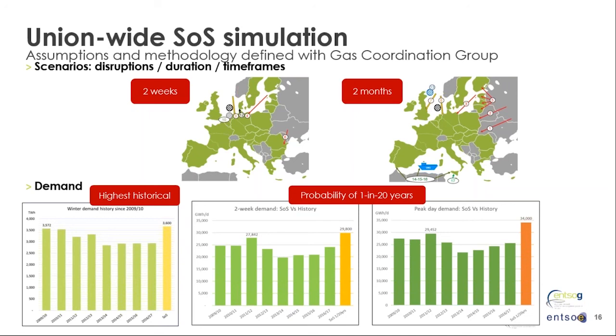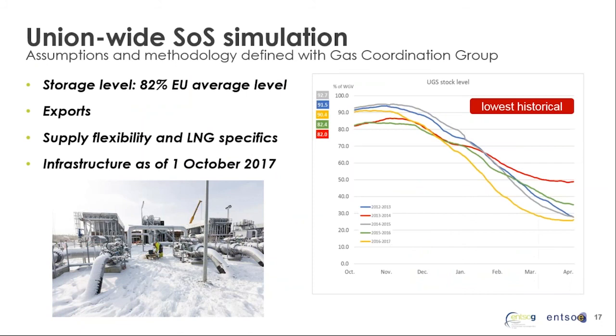But for the 2-week cold spell and the peak day, we are now considering probabilistic demand that can occur once every 20 years, which gives more challenging figures to assess the impact of the different disruptions. Another important assumption we consider is the level of gas in the storages at the beginning of the winter for these disruption simulations. This year we were at 84% on 1st of October, as Arturo said. When we made the simulation, we based the storage level on the historical lowest level, which was 82%, not that far from the storage level this year, but still below. And again, this gives more challenging assumptions to the security of supply simulations.